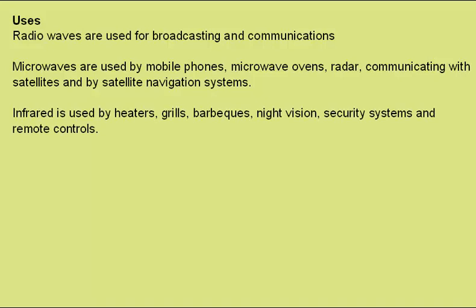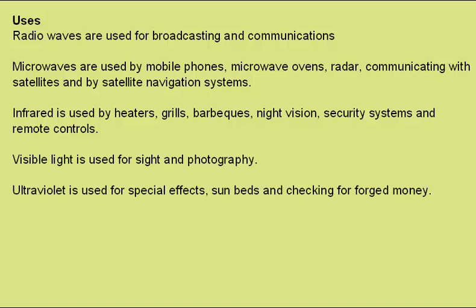Infrared is used by heaters, grills, barbecues, night vision equipment, security systems, and by remote controls, for instance for the TV remote control. Visible light is used for sight and for photography. Ultraviolet is used for special effects, for instance in nightclubs, for sunbeds, and for checking forged money. We cover ultraviolet in a little bit more detail in a moment.